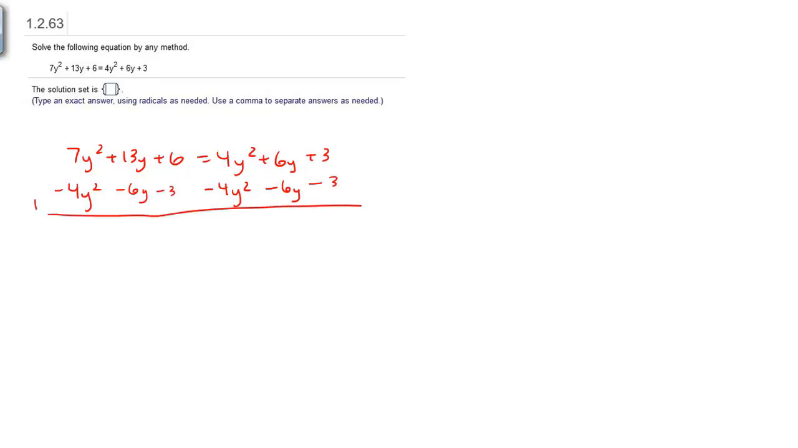And when you do that, add this up. Now these should all cancel. You should have a 0 here. That's the whole point. 7 minus 4 is a 3. 13 minus 6 is a 7. And 6 minus 3 is a positive 3 equal to 0.